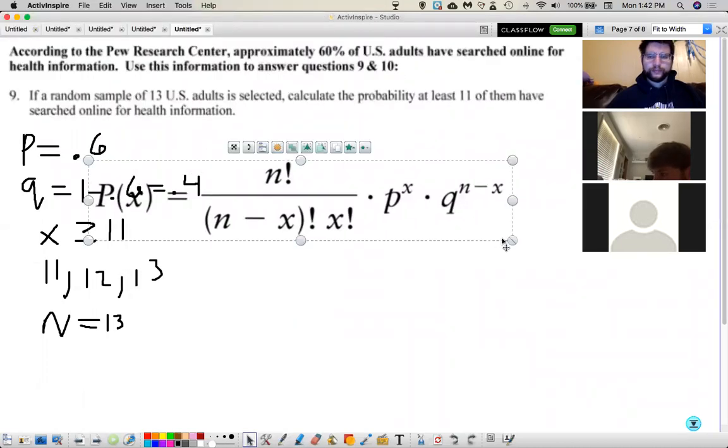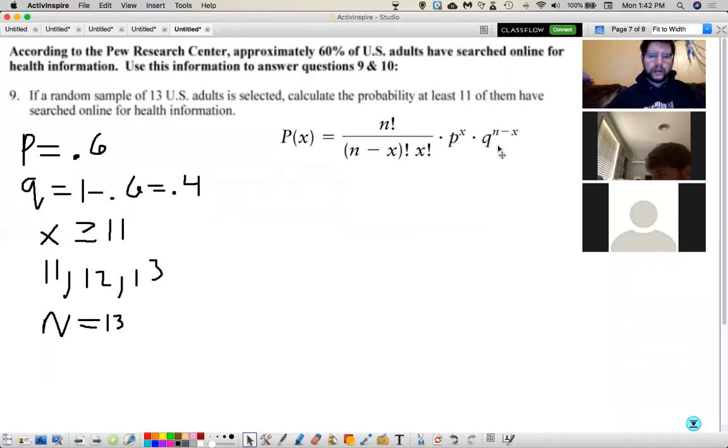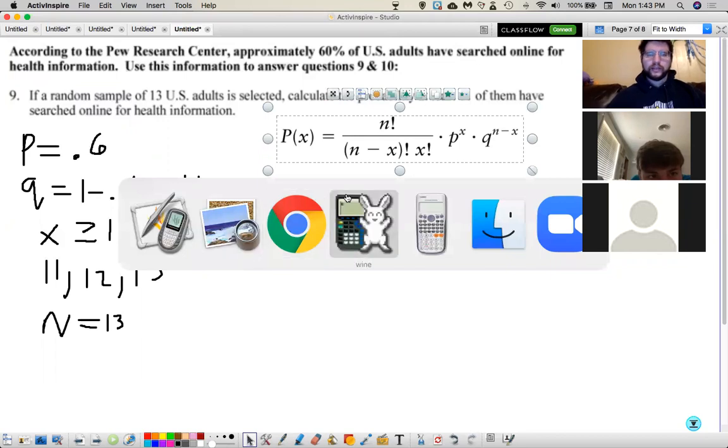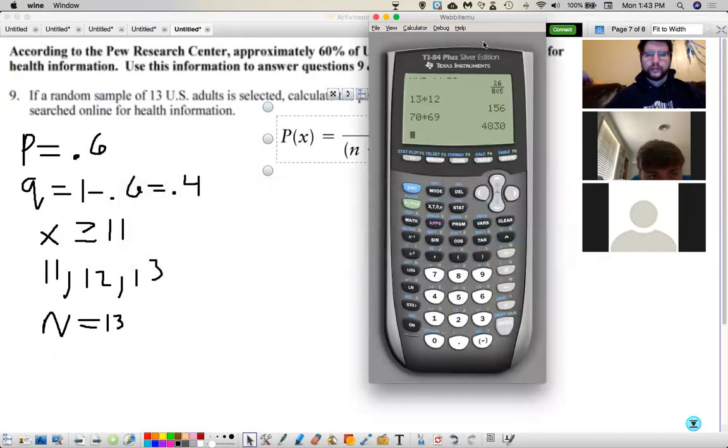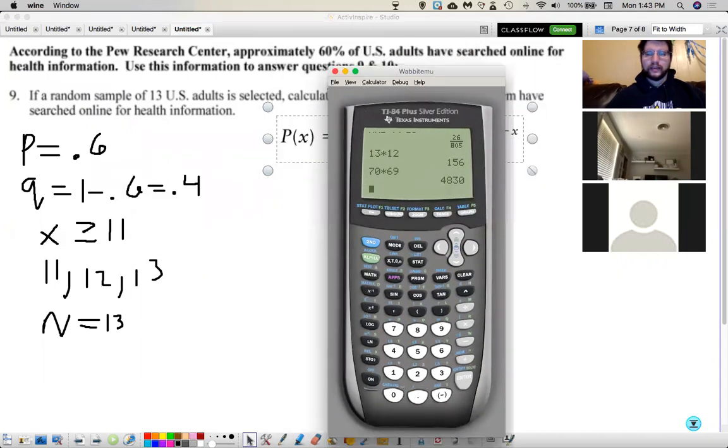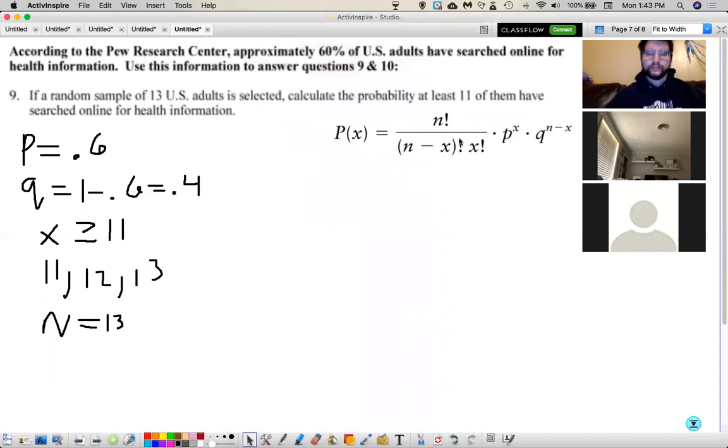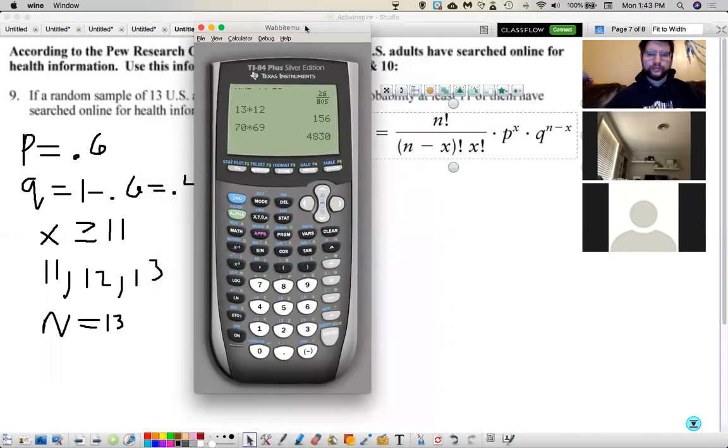So here's what I'm going to do. I'm going to calculate the probability of 11. So basically, I'm going to plug 11 into all these little things right here. Then I'm going to calculate the probability of 12. Then I'm going to calculate the probability of 13. And I'm going to plug all that into the calculator, and I'm going to add it together. So let's get started. Again, you can do this on the calculator, so we'll get that afterwards.